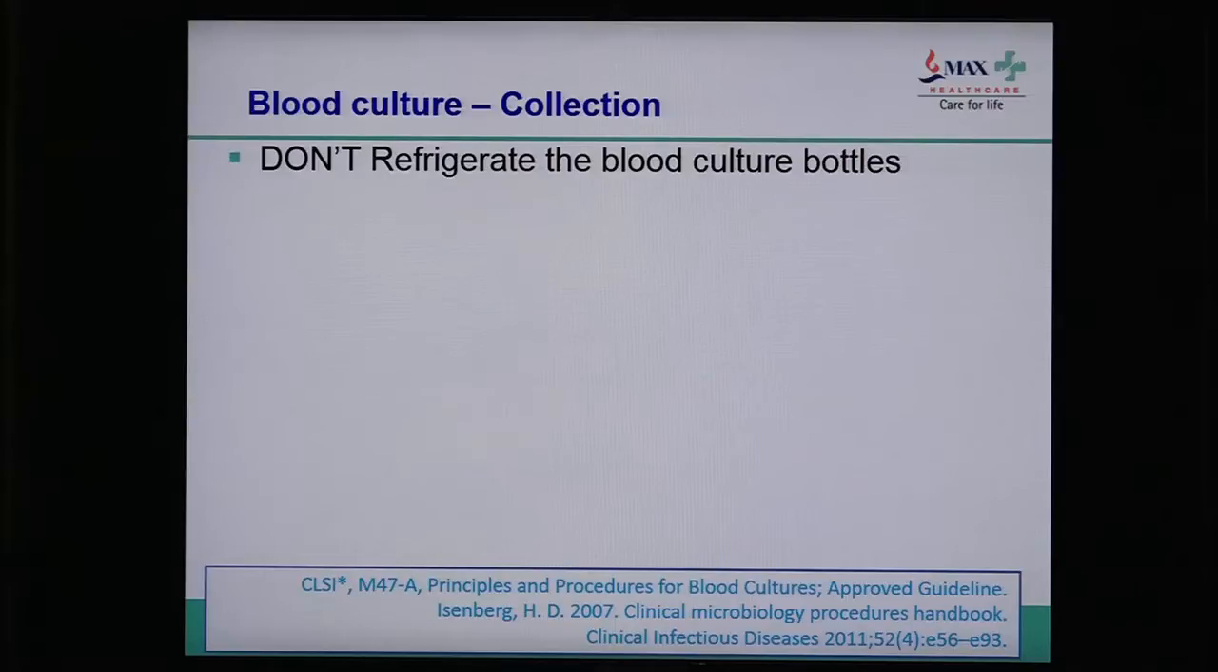Don't refrigerate the blood culture bottles. What happened: one day I went to a small pediatric hospital where there was an outbreak of Klebsiella pneumoniae in the NICU ward. My friend, who is from PGI Chandigarh, a good hospital, said four patients got MDR Klebsiella infections. He invited me to do an audit. Then we saw all the blood culture bottles, even the pre-sampling bottles, were in the freezer, and post-sampling bottles were in the refrigerator. So we should not keep blood culture bottles in the refrigerator.